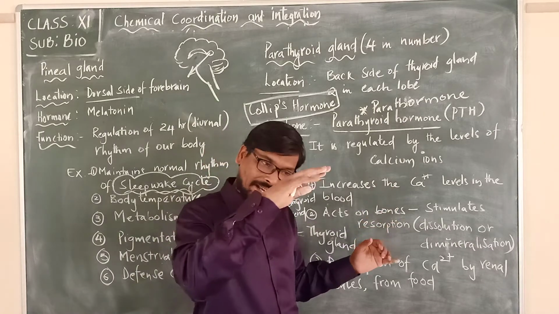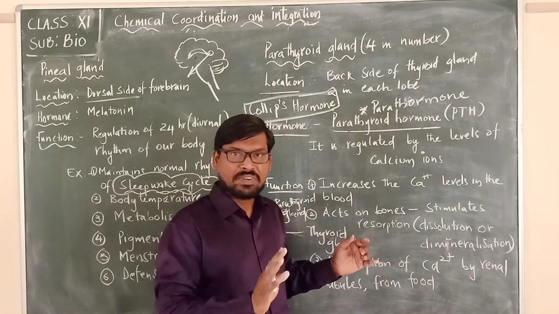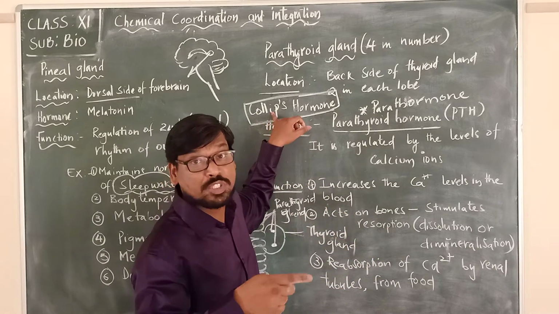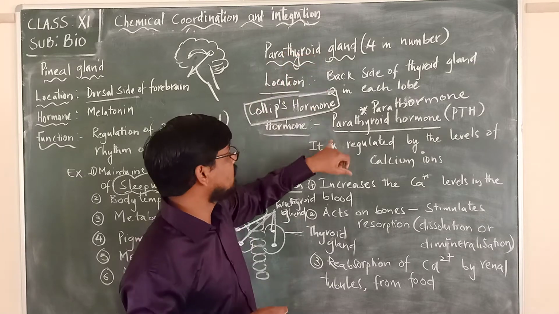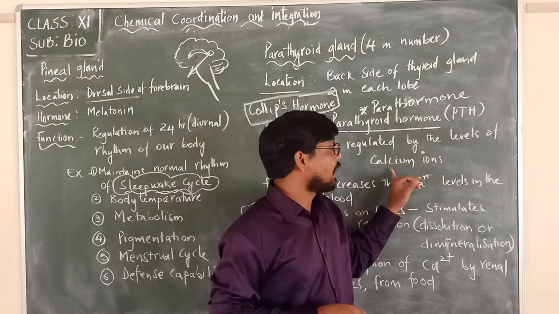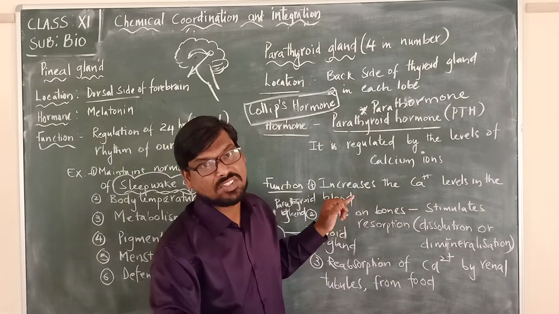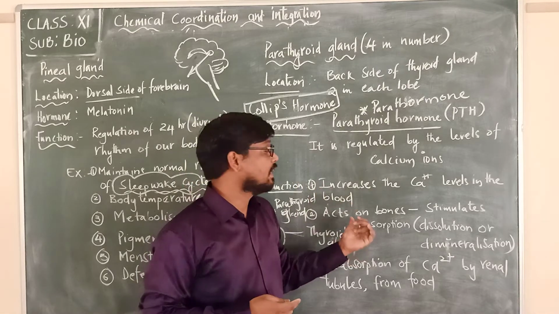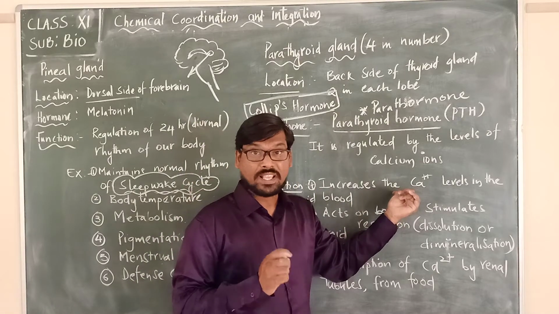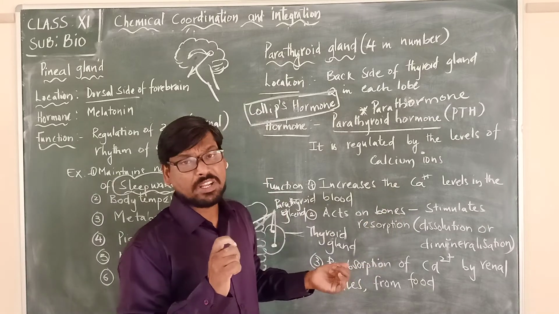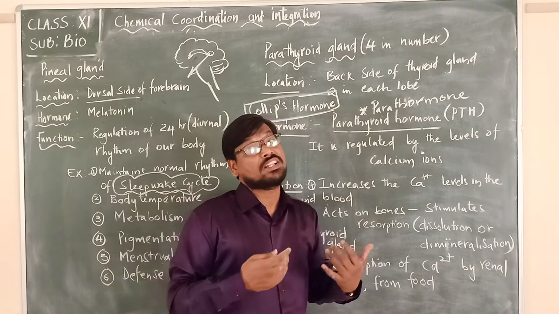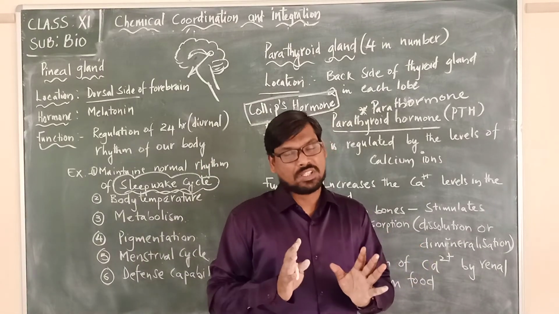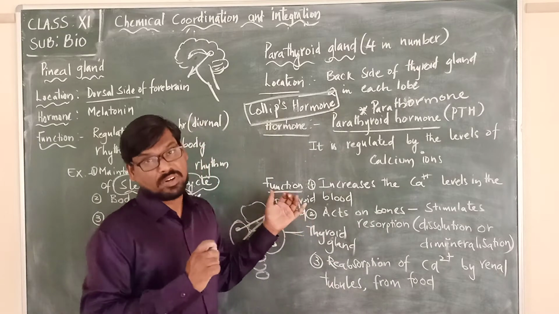So whenever the calcium levels are falling, it is in such cases that Collip's hormone is produced from the parathyroid gland. That's why we say that it is regulated by the levels of calcium ions. If the calcium ions are decreasing, immediately Collip's hormone is released and it increases the calcium levels in the blood, because calcium is a very important mineral that should be circulated in the blood and is involved in various functions, and that's why it is very important.